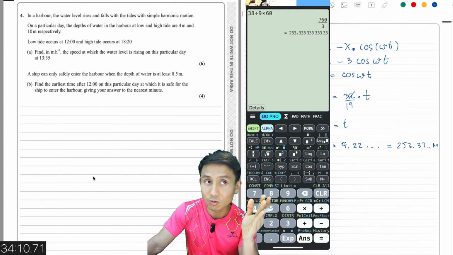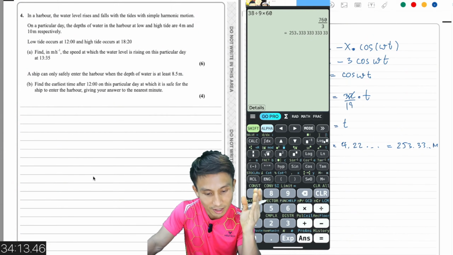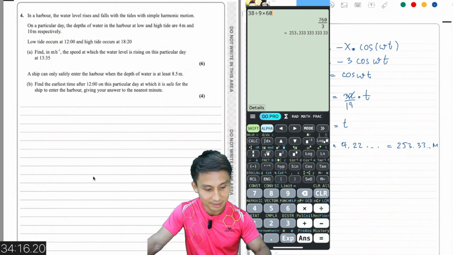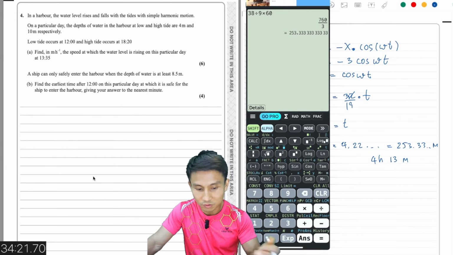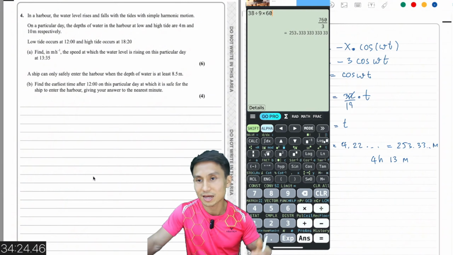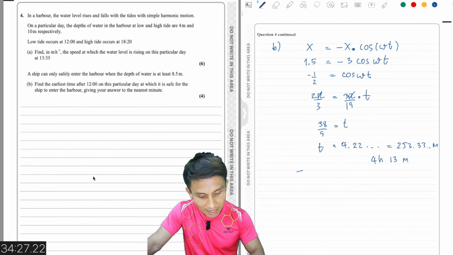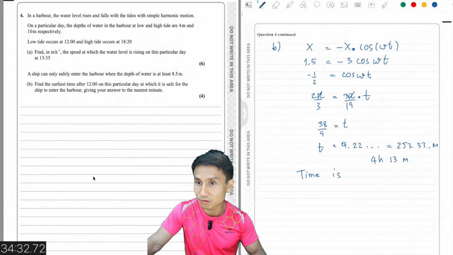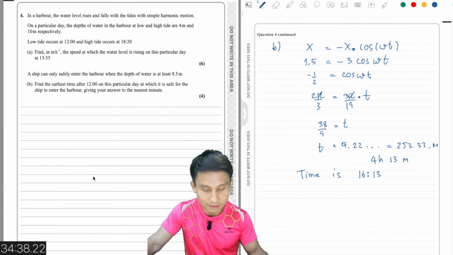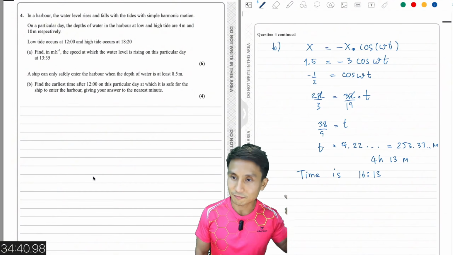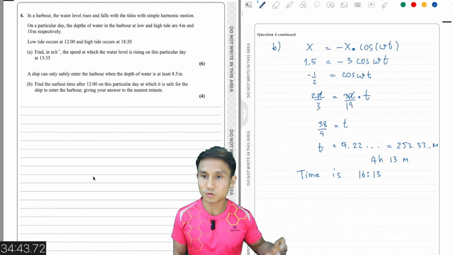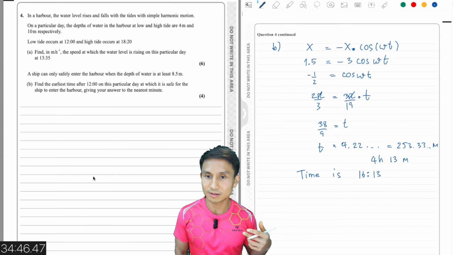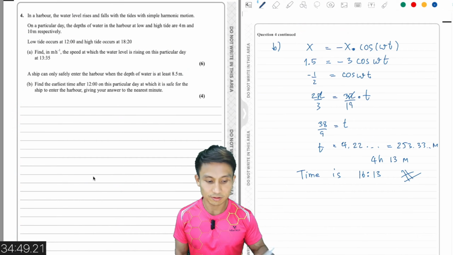That's like what, 4 hours. 4 hours is 240 minutes. So that's 4 hours and 13 minutes. If you round that, the 0.33 is rounded off. So the time then is, if you add 4 hours to 12 o'clock, you get 16:13. That's the time it is, for the first time, safe to enter the harbor. And we're already given in the nearest minute, so we are good.